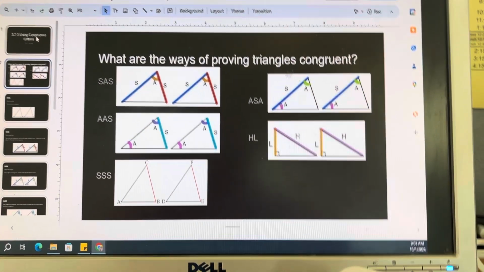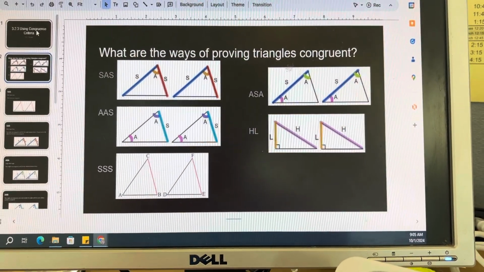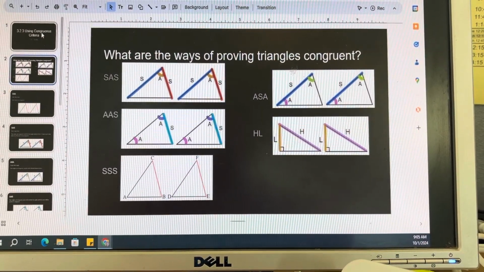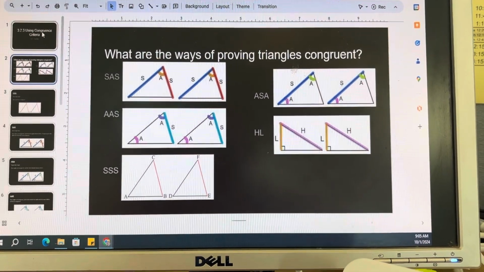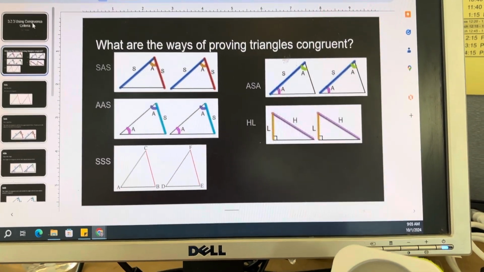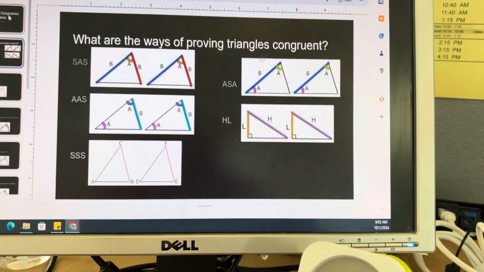The first thing is this is our cheat sheet. When you're working on the Delta Math, you can have this up split screen with your Delta Math so that you can remember these things. But we're going to go over each one of these individually. We're going to talk about some things that don't work, and that'll be it for the notes.